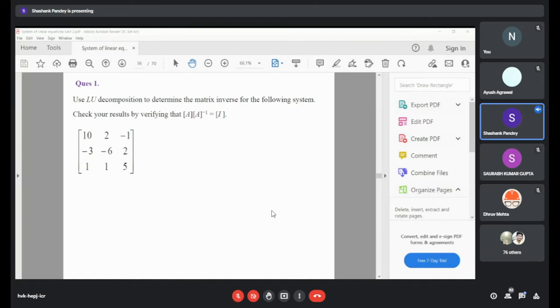Okay, Abhijit, have you cross checked that you are getting the same matrix? Not yet, sir. Okay, Krishnam, have you cross checked it? Have you also calculated this lower triangular part?